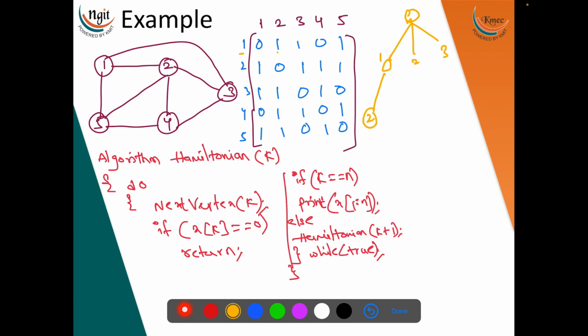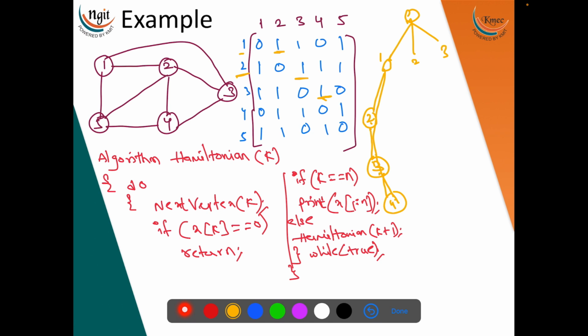Let's check 1 to 2. Yes, the path is there. Once I check this, I move to the third vertex. Again, you should know whether the path exists. 2 to 3, do you have any path? Yes, you have, so it is also valid. And again, check 3 to 4. 3 to 4, do you have any path? Yes, you have. So when you have 3 to 4 also, it is a valid path.